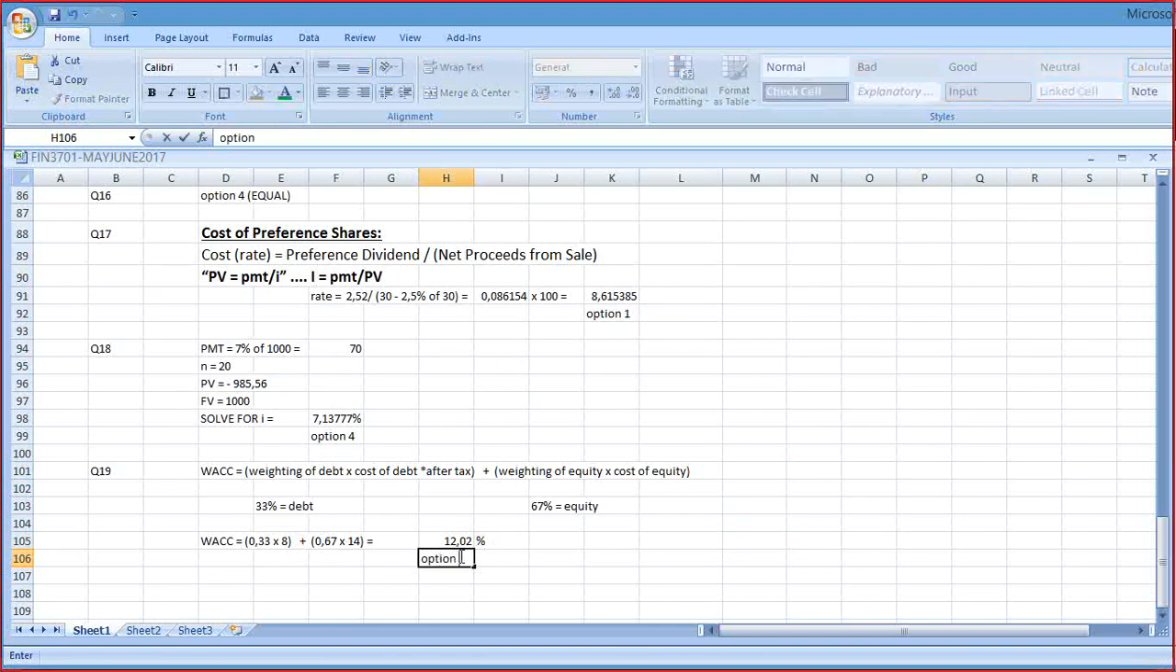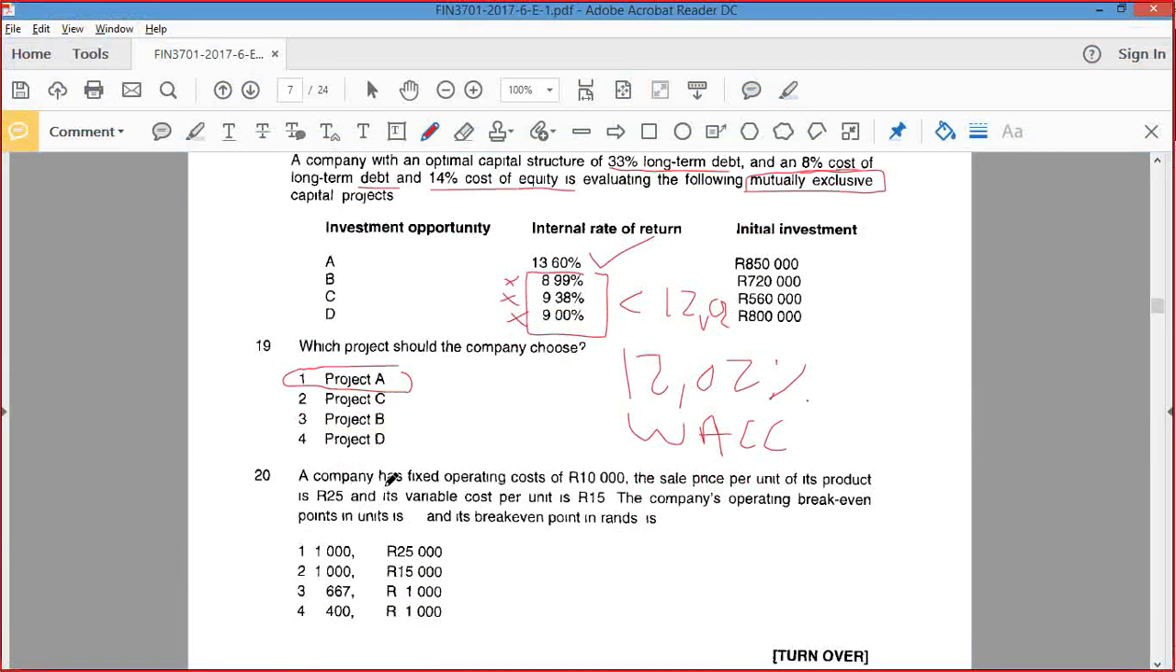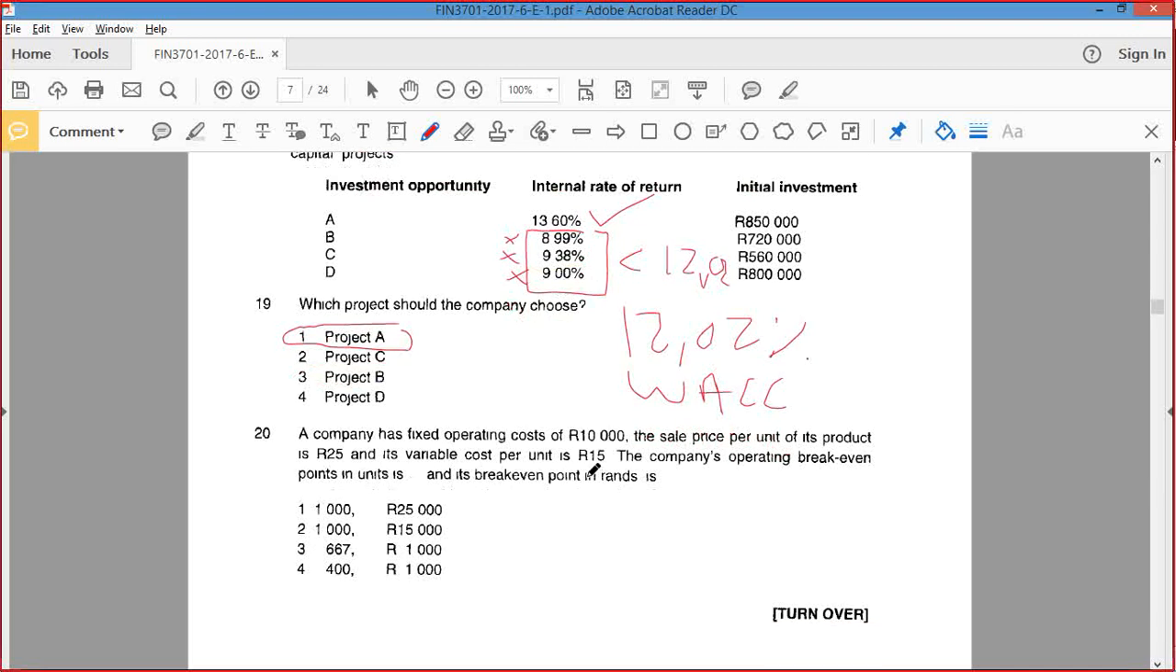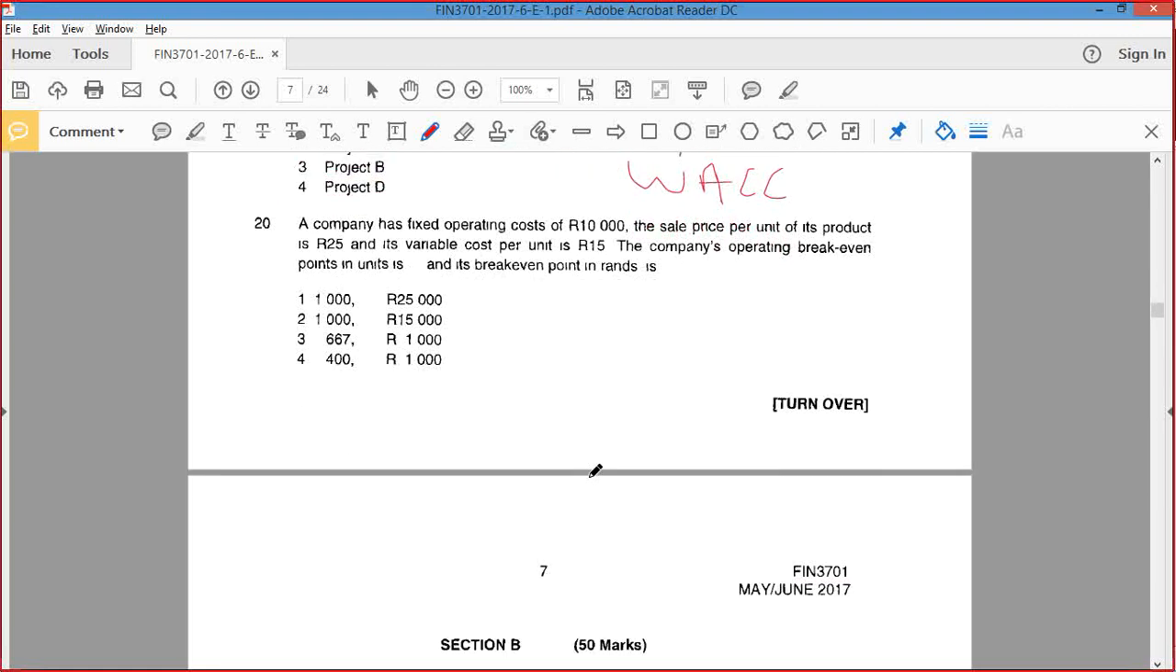Of course, yeah, it's mutually exclusive, so only one project can be acceptable. Yeah, but I mean, if it wasn't mutually exclusive, if you could accept more than one. If it was independent, you could still accept only one, yes. Yeah, because the others are all below what the weighted average cost of capital is. Correct. Cool. Okay, last question in terms of multiple choice.